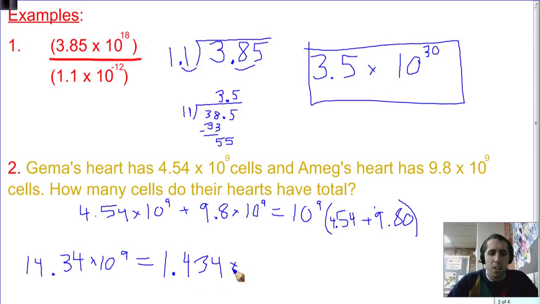We'll have 1.434, but it's no longer 10 to the 9th, because to have the same value as this expresses, I'm not going to move the decimal 9 times from here and be equal to moving the decimal 9 times from here. I need to move it one more time to the right. So in this expression, we're moving the decimal at trading place values, but the decimal is kind of moving 9 times to the right. In this case, it needs to move one more to get back to the original spot, so we're multiplying by 10 to the 10th power. And this is how many cells. Boom, baby. That's how many cells their hearts have total.